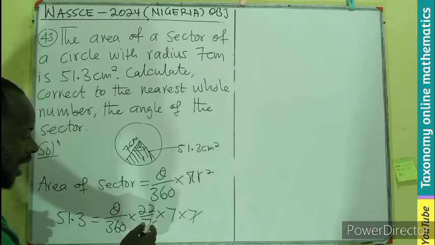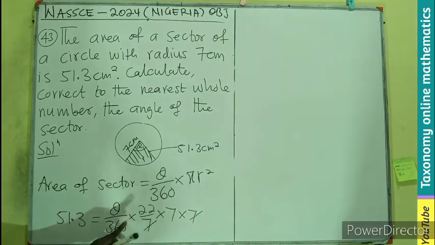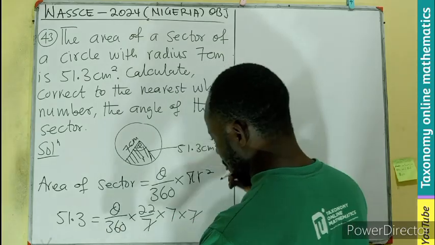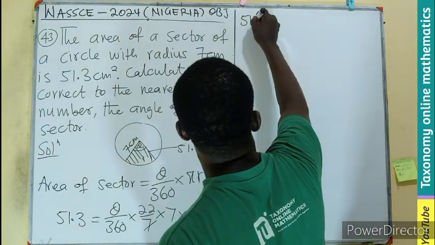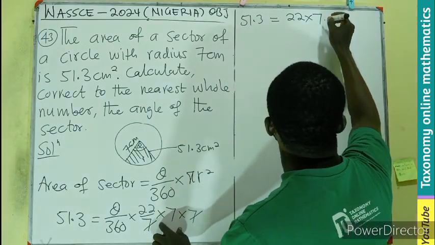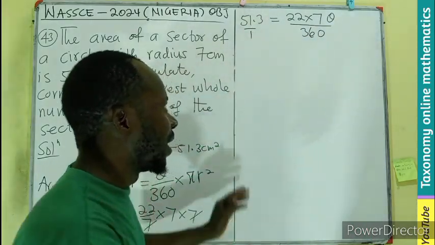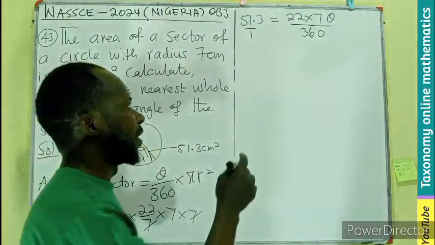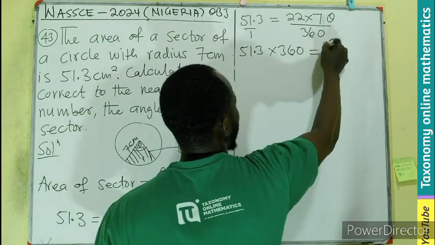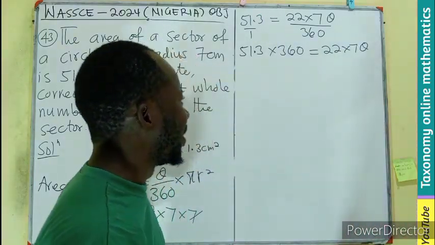So we know this will clear this. So I'll be left with 1, 2, 3 as a numerator and this as a denominator. So I can cross multiply directly from there. Meaning, okay, let's maintain it. 51.3 equals 22 times 7, which is this, times theta divided by 360. So you can see from here the multiplication will hold, cross multiplying. So I have 51.3 times 360 equals 22 times 7 theta. You could multiply to get to 154, but let's maintain that.